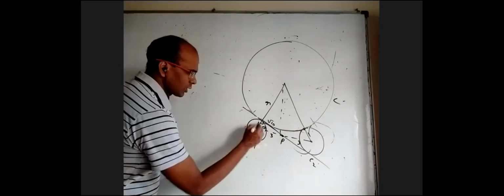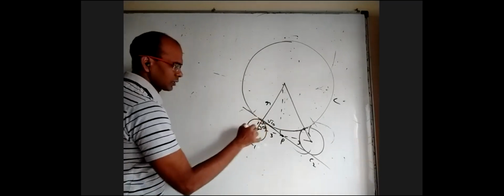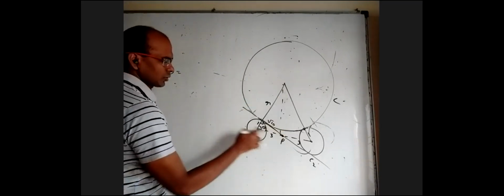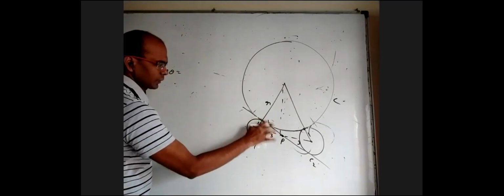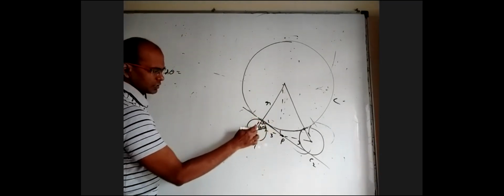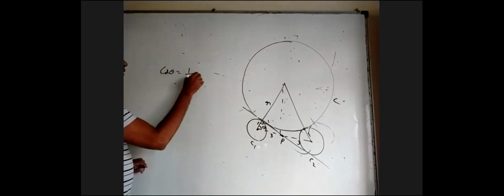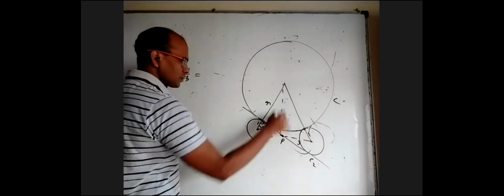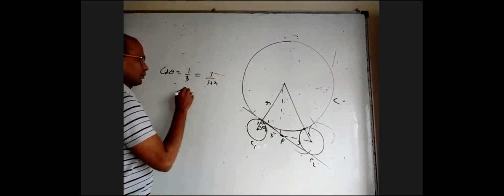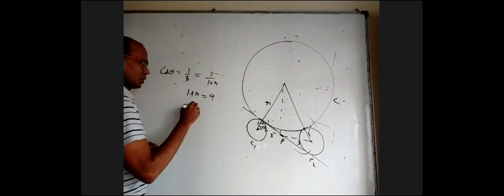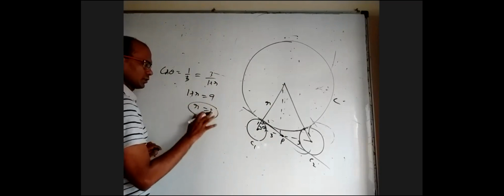From the small triangle, what is cos theta? From the small triangle, 1 by 3. From the big triangle, cos theta is 3 by 1 plus 1... That's it. This root 10 is also not required. From this triangle, cos theta, adjacent side is this, hypotenuse is this, 1 by 3. From this big triangle, cos theta, adjacent side is 3, hypotenuse is 1 plus r. 1 plus r equal to 9, so r is equal to 8.